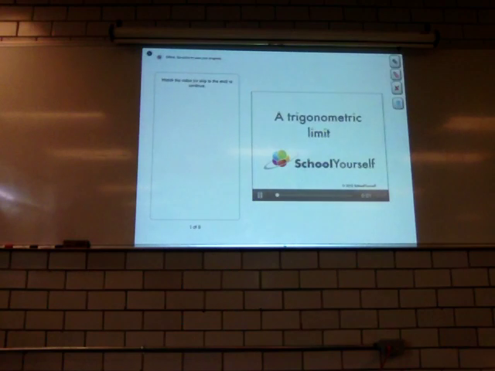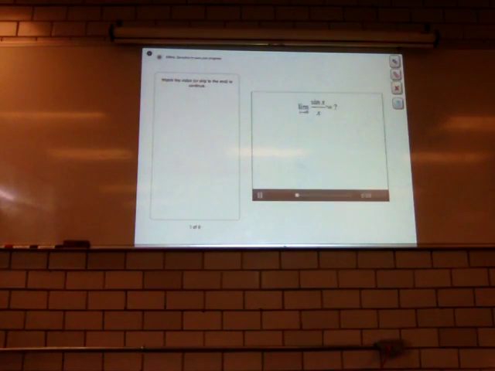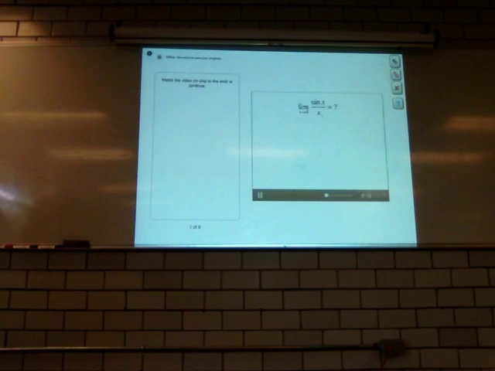Let's take a look at a challenging trigonometric limit. Here it is, the limit of sine x over x as x goes to 0. This limit is the quotient of two functions, so we should be able to use the quotient rule for limits, right? Let's give that a shot.